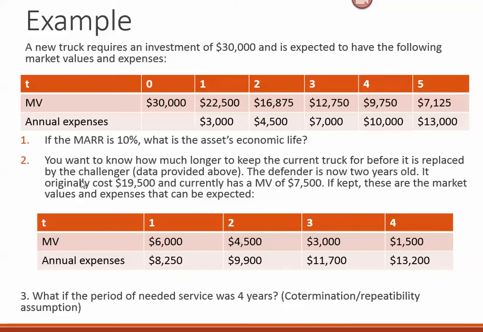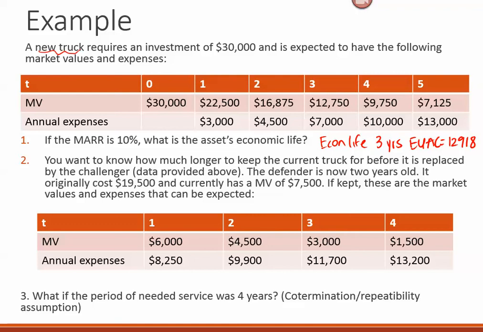Now the next question says, you want to know how much longer to keep the current truck. So we just found out that the economic life of the new truck is 3 years and the EUAC is equal to 12,918. Now you want to know how much longer to keep the current truck before it is replaced by the Challenger. The data was provided above.